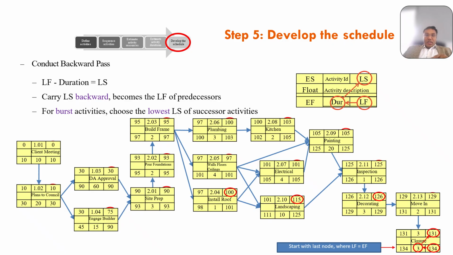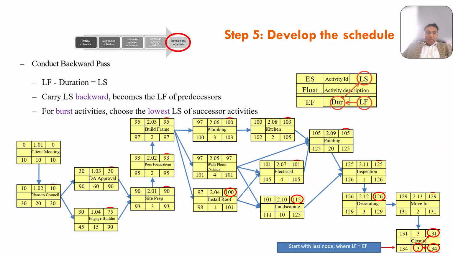If you look at each yellow box, the top left is the earliest start and the top right is the latest start, and the bottom left and bottom right are the earliest finish and latest finish respectively. And as you know, the middle is about activity ID, duration, and float, right? So let's look at an example.